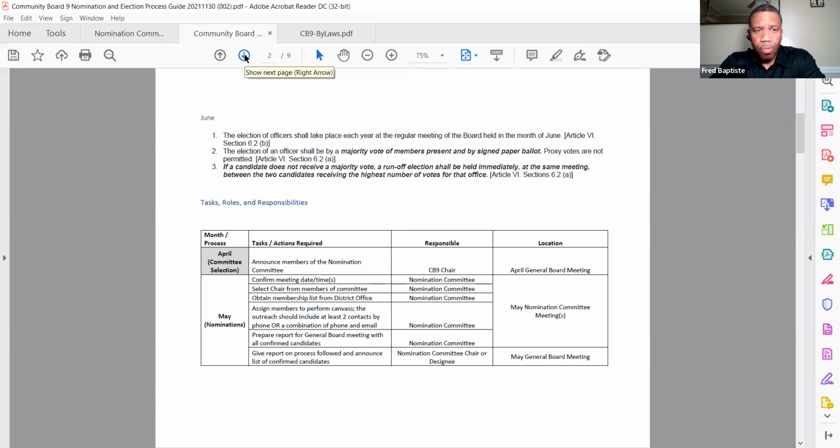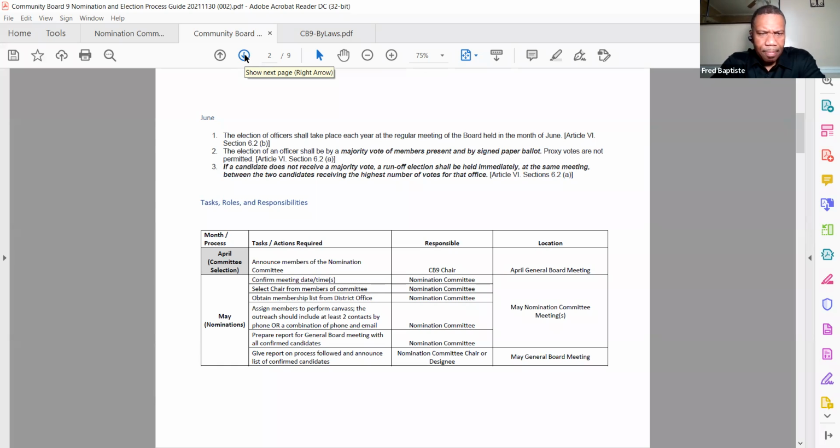All right. So the next thing you see is the tasks, roles, and responsibilities. I think we've largely covered this, so the nominations already happened. The main responsibility of the nomination committee is going to be electing the chairperson, which will be the next step, and the outreach. We'll discuss the outreach in a moment, and then actually conducting that election in January, which will be the third month for us.